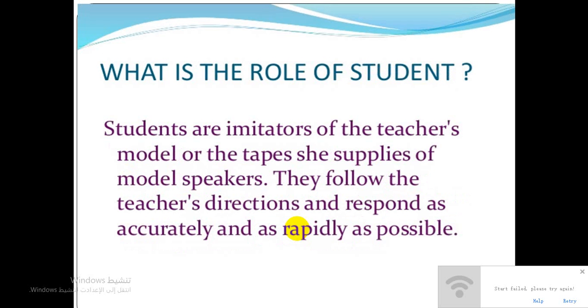What is the role of a student? Students are imitators of the teacher's model or the aspects she supplies of model speakers. They follow the teacher's directions and respond as accurately and as rapidly as possible. So, students are the imitators of the teacher's model. Teaching focuses on external manifestation of learning rather than on the internal process. They play a reactive role by responding to stimuli. They aren't encouraged to initiate interaction. Also, they must overcome the habits of their native language.